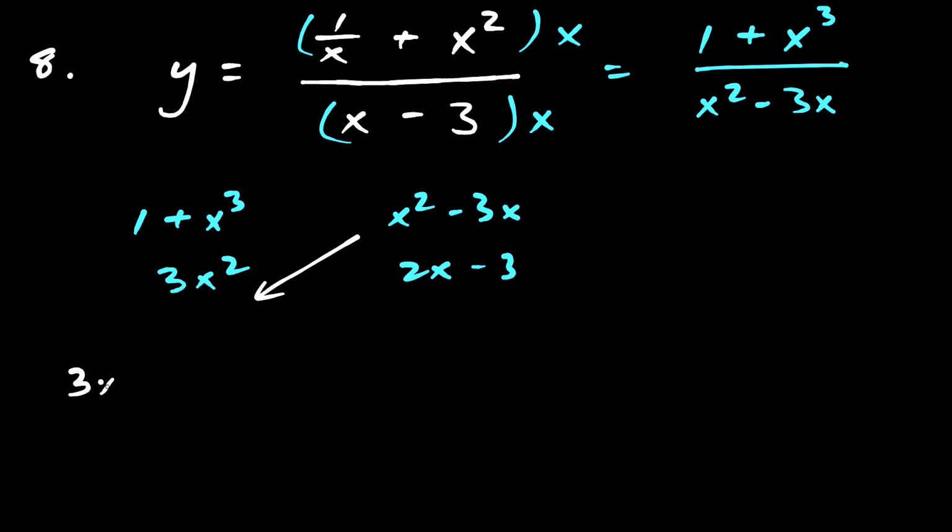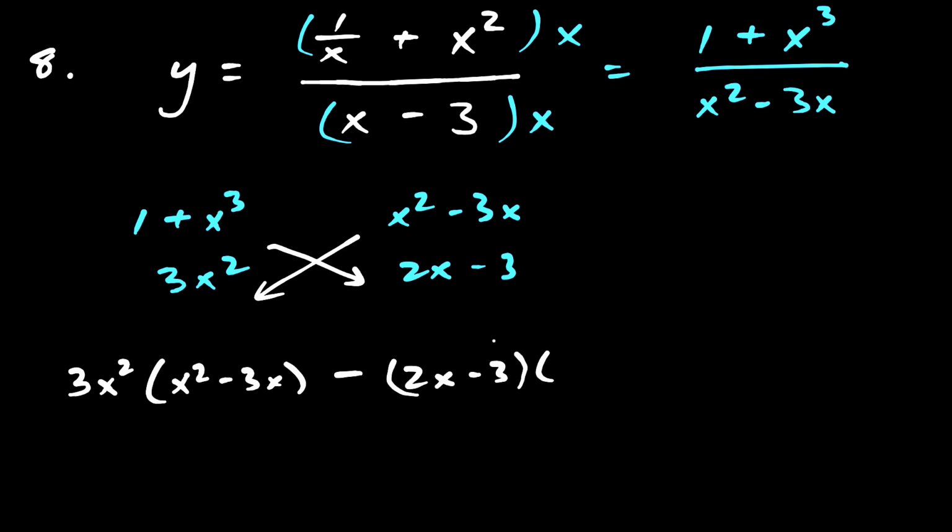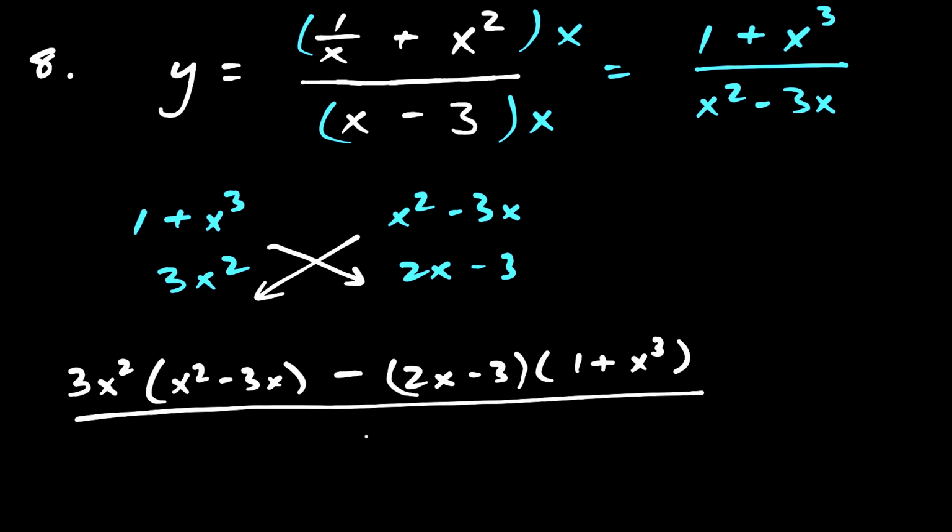So we have 3x squared, the derivative of the top, times the bottom, which is x squared minus 3x, minus, and then again, we're going to have the derivative of the bottom, which is 2x minus 3, times the top, which is 1 plus x cubed, all over our bottom function squared, which remember, we rewrote it to here, so we have x squared minus 3x, that quantity squared.